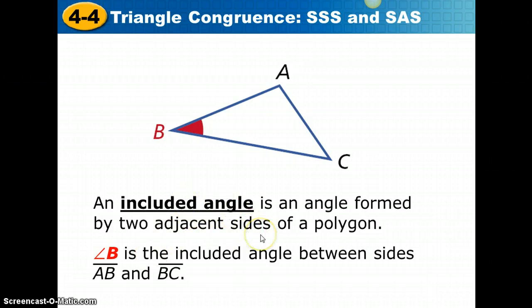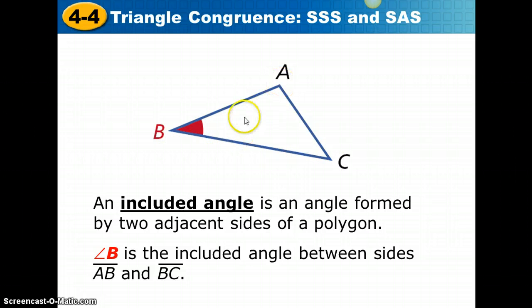This is a new vocab term for you. It's something you should write down in your vocabulary notebook, but there's not a place for it in the note packet. An included angle is an angle formed by two adjacent sides of a polygon. Remember, adjacent means next to or in a row. So in this case, angle B is the included angle between sides AB and BC. It's between. Included angles are between two sides.